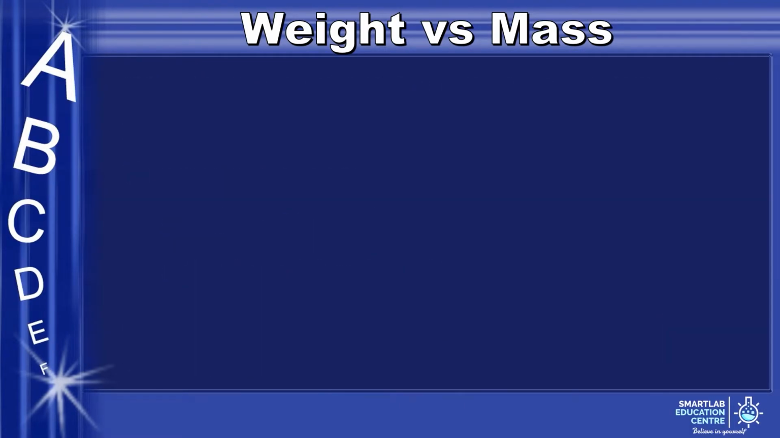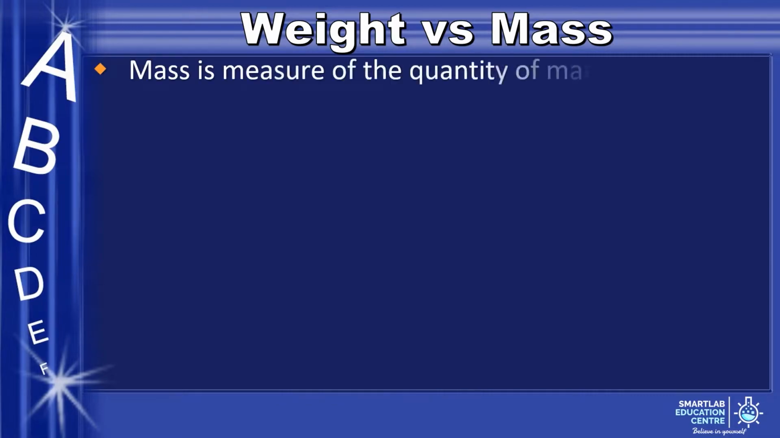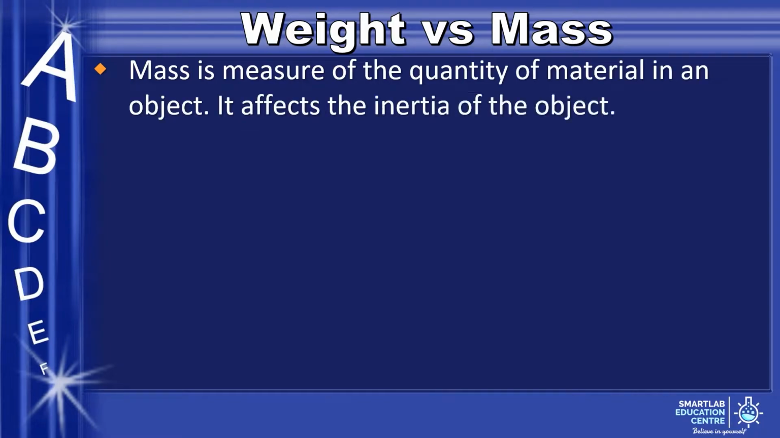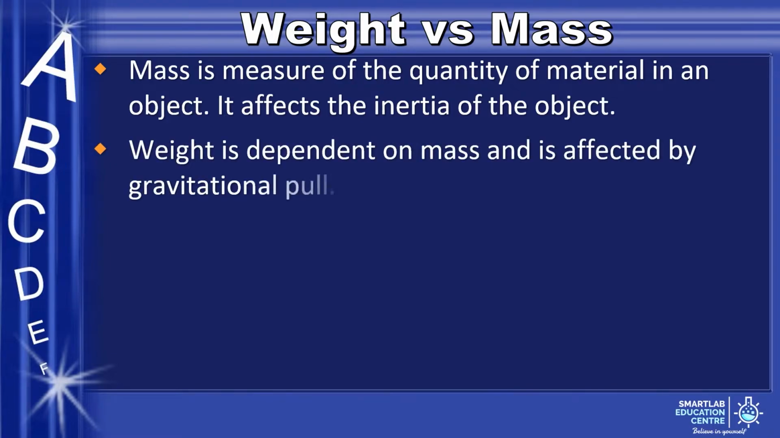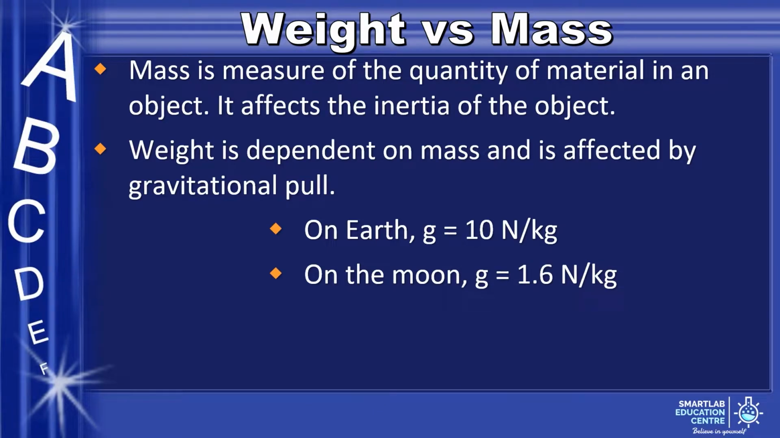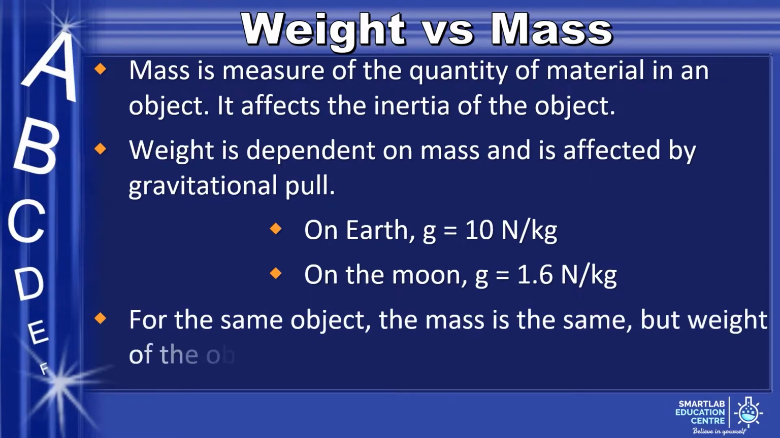However, is there a difference between mass and weight? Yes, there is. Mass is a measure of the quantity of material in an object and affects the inertia of the object. However, weight is dependent on mass and is affected by gravitational pull. A kilogram of mass on Earth has 10 newtons, while on the Moon, it has 1.6 newtons. Hence, the mass of an object is the same, but its weight may be different.